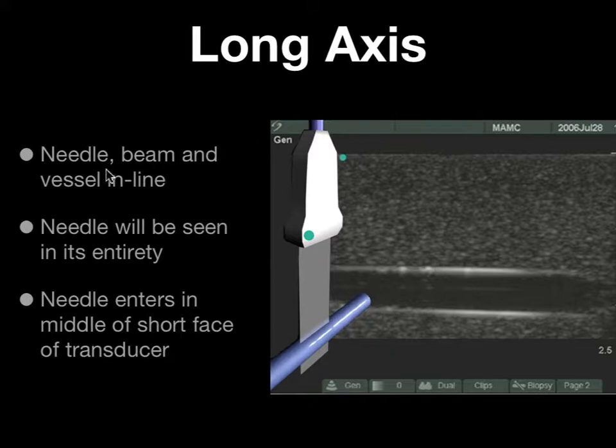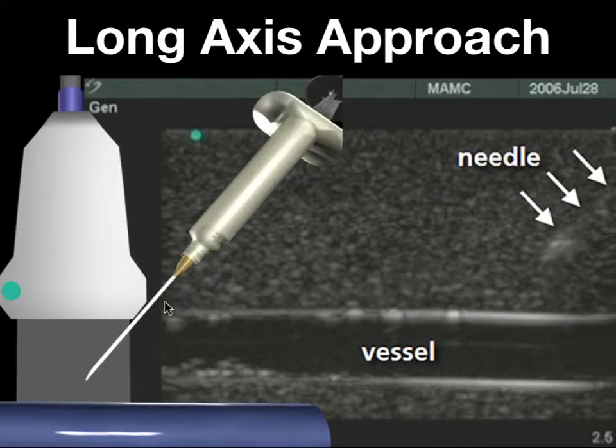So here, the needle, the beam, and the vessel are all going to be in line. So you have the vessel in its entirety here. You're going to end up having the needle coming in this plane here, so everything is going to be aligned. You'll see the needle in its entirety, and the needle is going to enter in the middle of the short face of the transducer. Here's another look at the long axis approach.